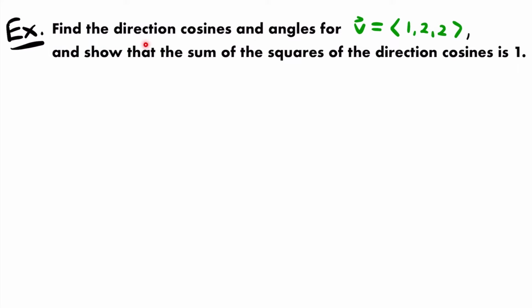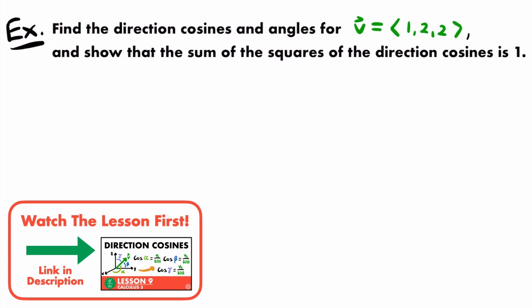We want to find the direction cosines and angles for vector v, which is the position vector of the point (1, 2, 2), and we want to show that the sum of the squares of the direction cosines is 1. All right, we'll worry about this last part later. For now, let's just focus on the first part of this problem, which is to find the direction cosines and angles for this vector.